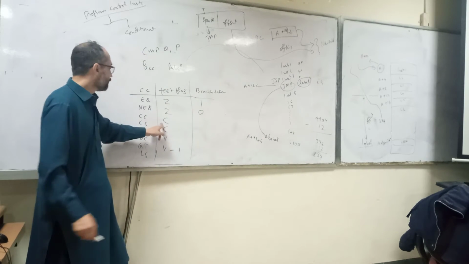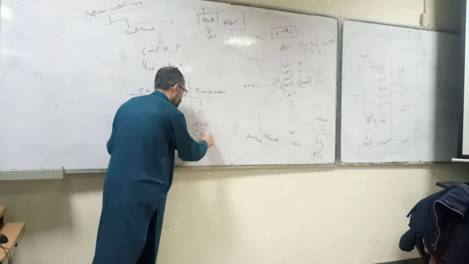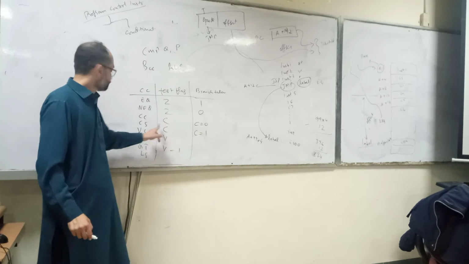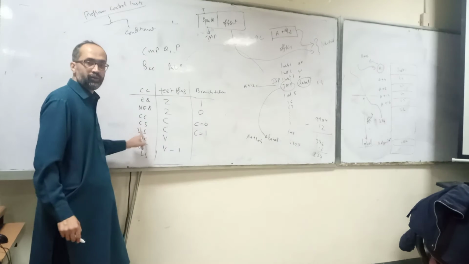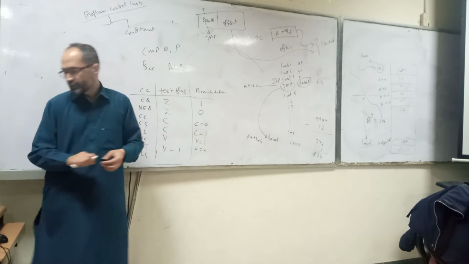The branch will be taken when C is equal to 0 or when C is equal to 1, carry clear, carry set. Similarly V is equal to 1, V is equal to 0. I will explain this with an example.